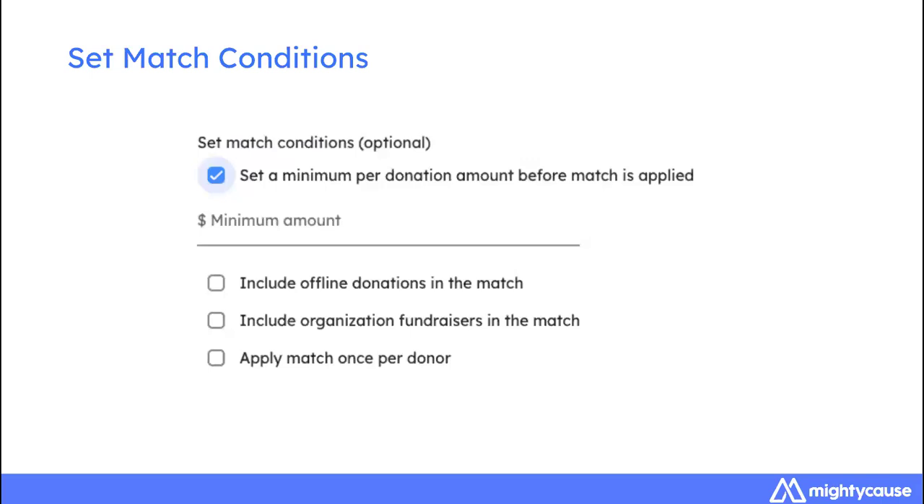Apply match once per donor. This option provides you the ability to have the match count once per donor. This is a great option if you are looking to bring in new donors or reach a donor number goal.